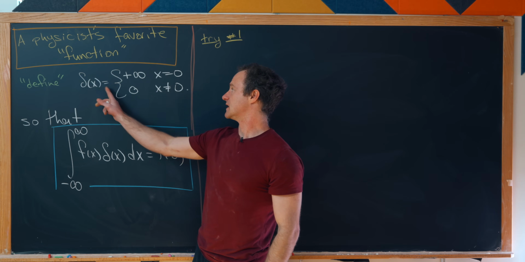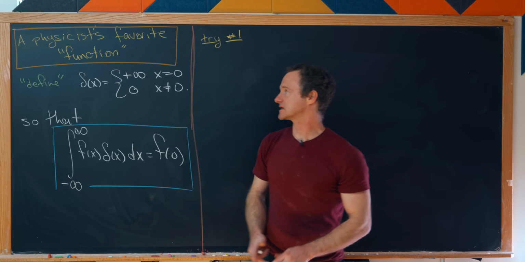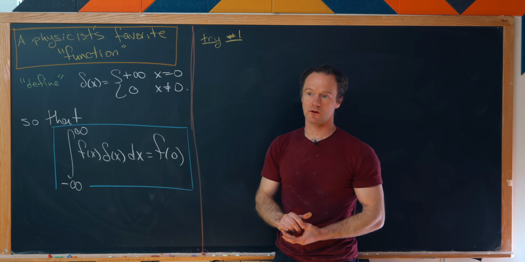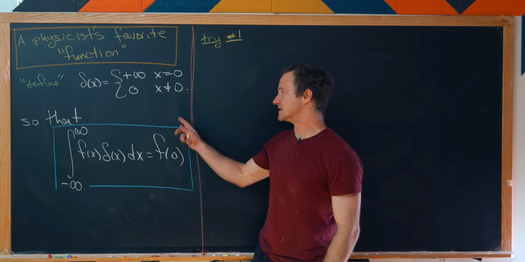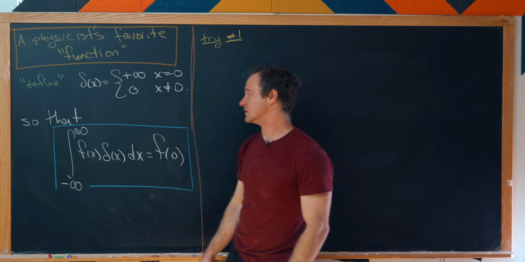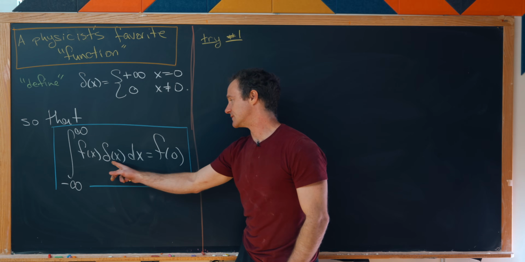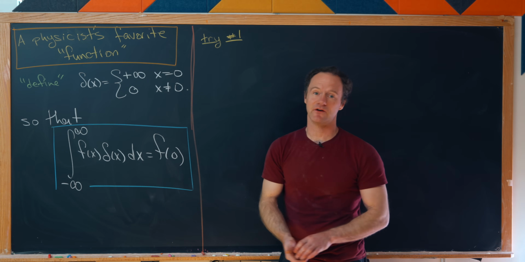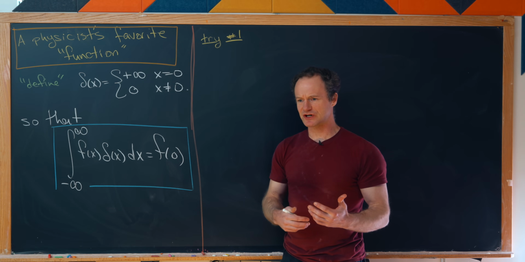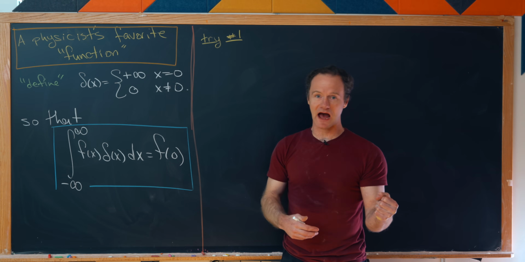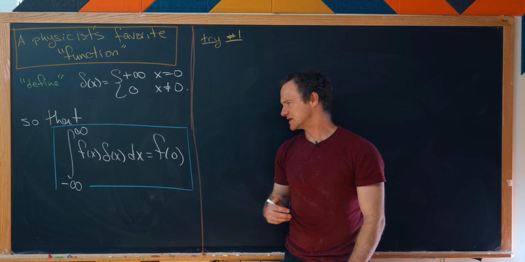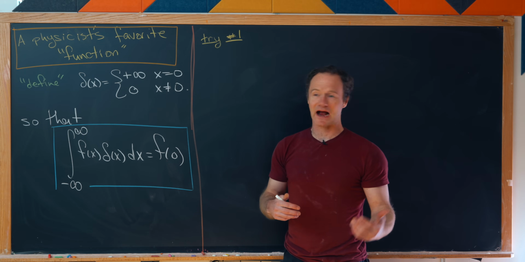Delta of x equals plus infinity where x equals 0, and 0 if x is not equal to 0, where this infinity is chosen so that if we take the integral from minus infinity to infinity of f of x times delta of x dx, you get f evaluated at 0. So somehow this function has the ability of pulling out another function's value when you apply this integration action.